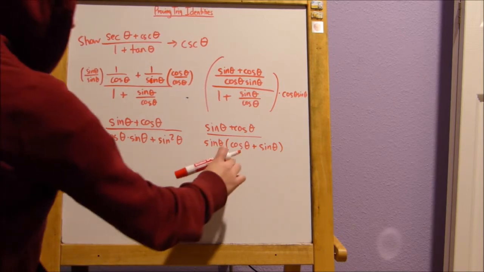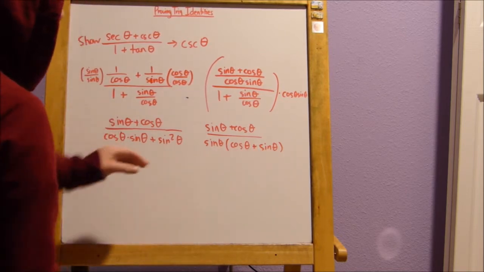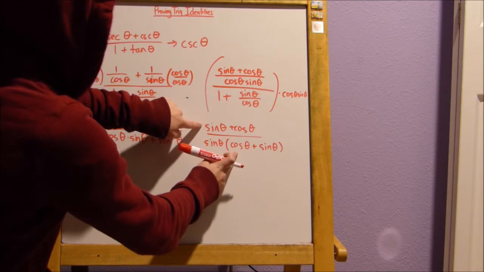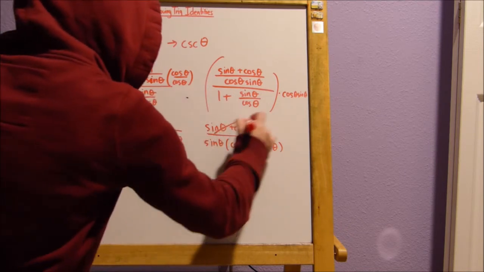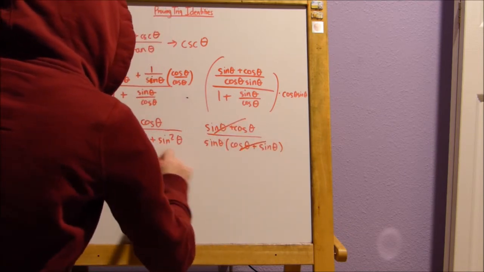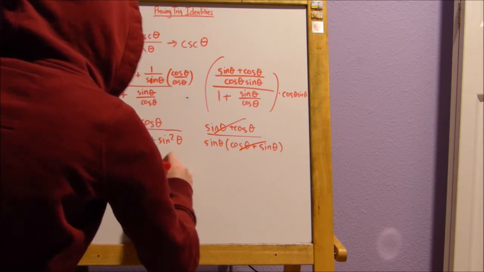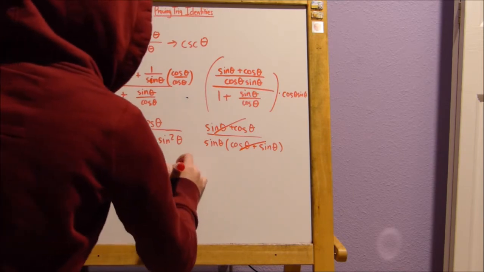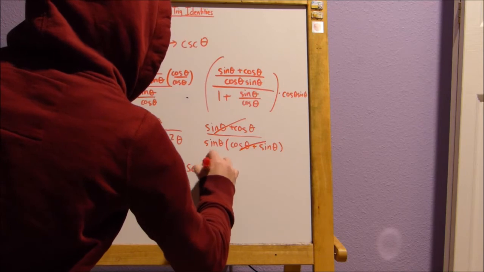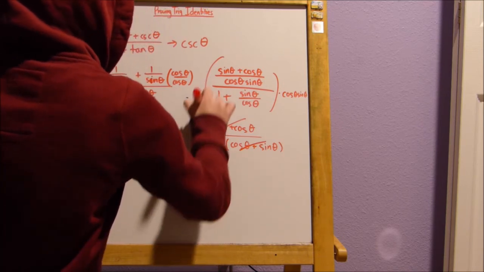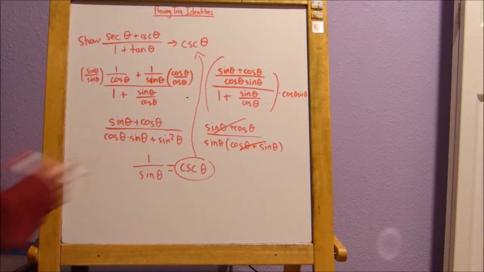And now you notice that cosine theta plus sine theta appear in both the denominator and the numerator. So we should be able to cancel them out. So we end up getting 1 over sine of theta. And looky here, 1 over sine of theta can be written as cosecant of theta. This is what we were originally trying to get. So here, we solved the problem.